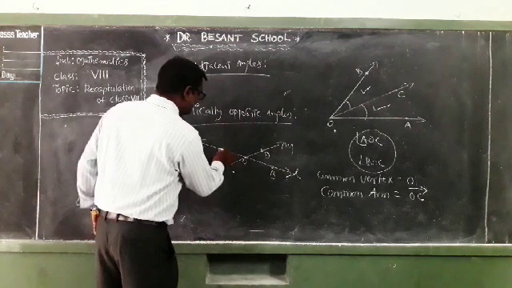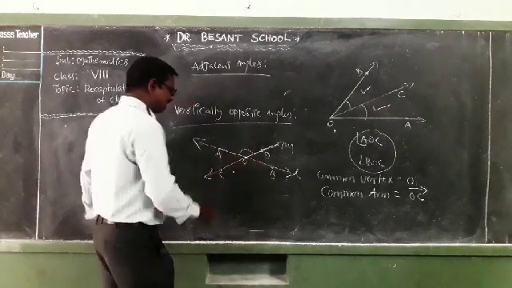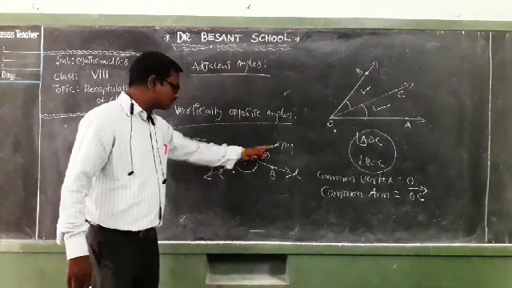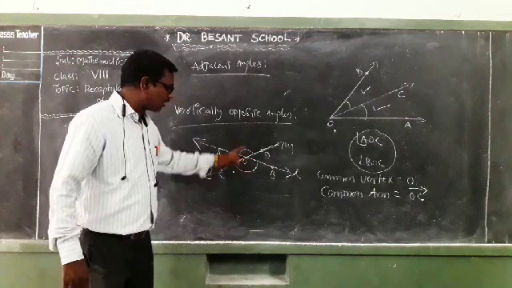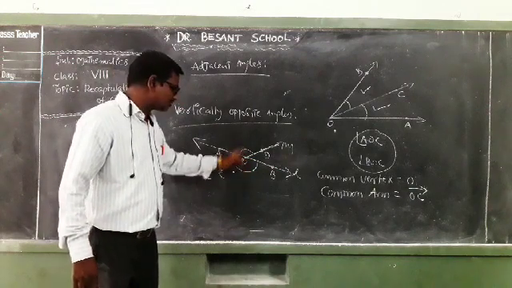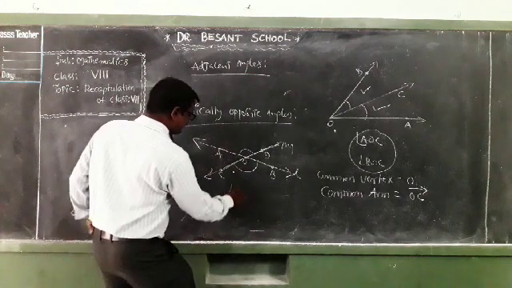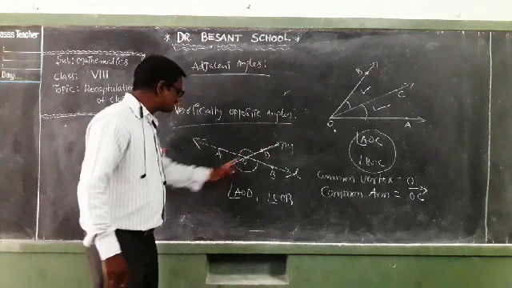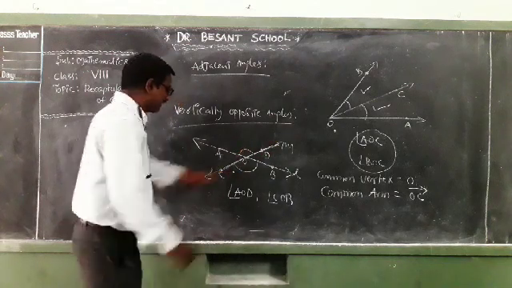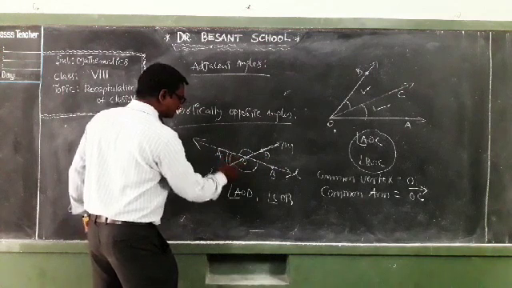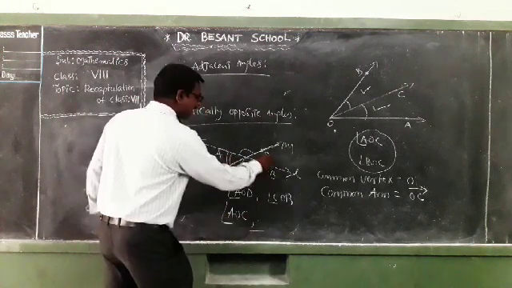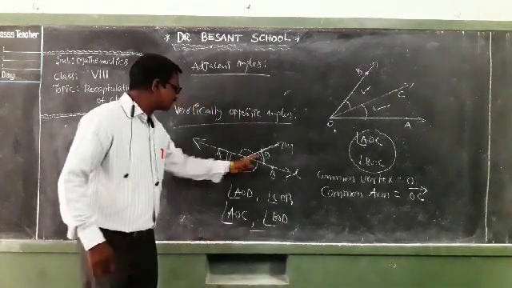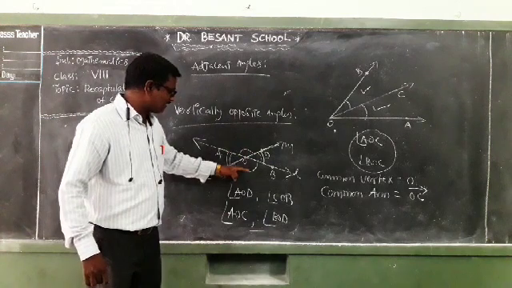If you see angle AOD, this is one angle. Angle BOC is another angle. These two angles, which are formed by these two intersecting lines with a common vertex O and opposite to each other, are vertically opposite angles. So angle AOD and also angle COB are vertically opposite angles. And another pair is there: angle AOC and angle BOD. So this is one pair of vertically opposite angles, and this is another pair.